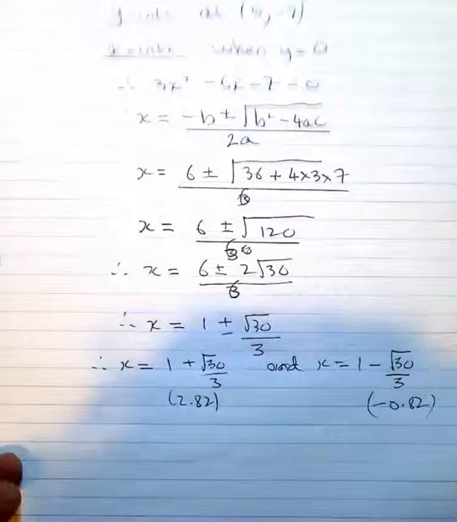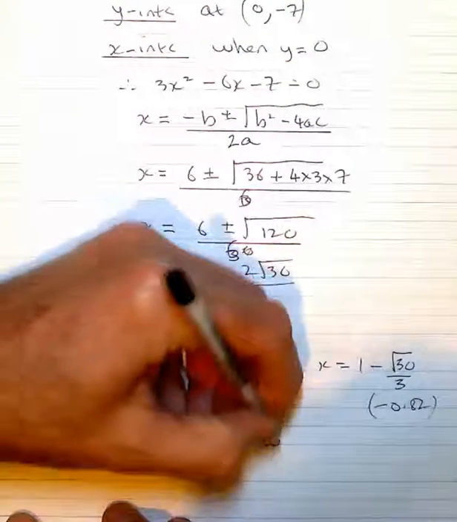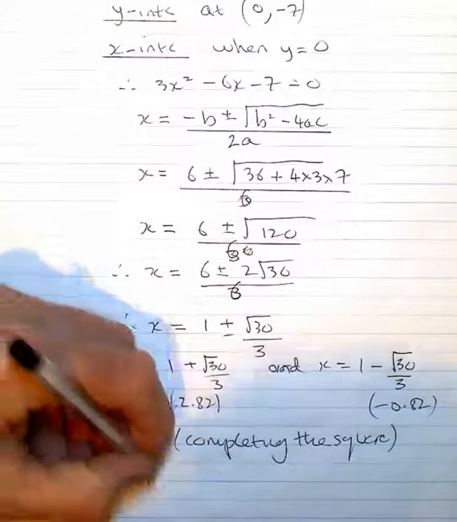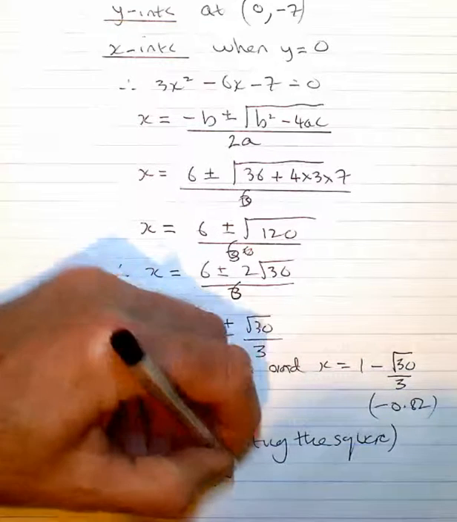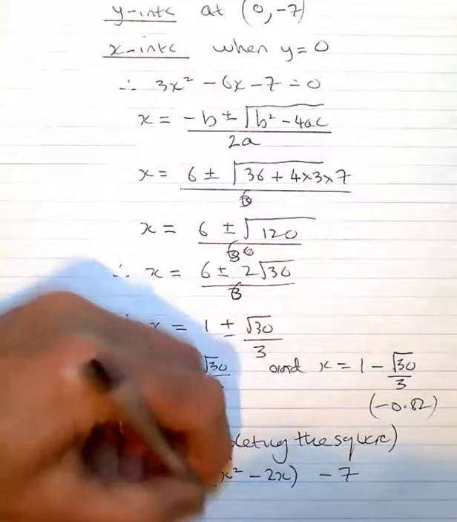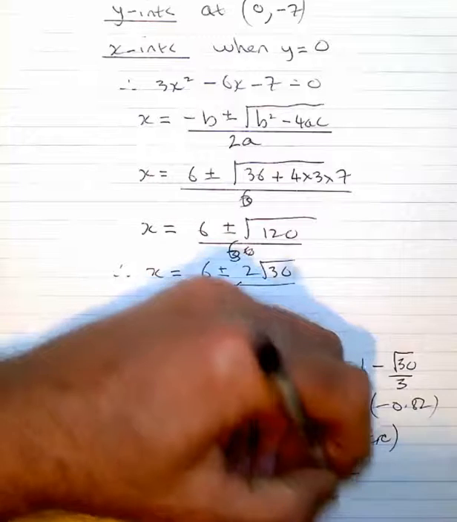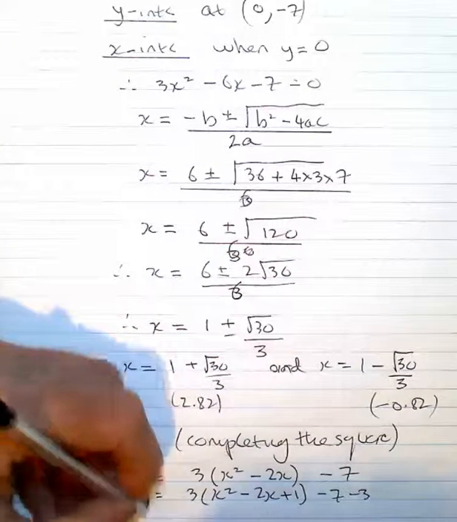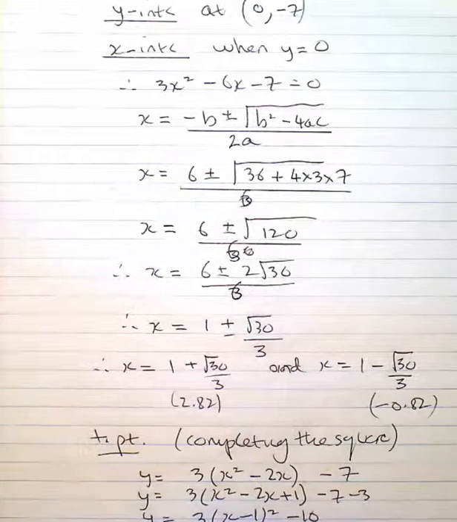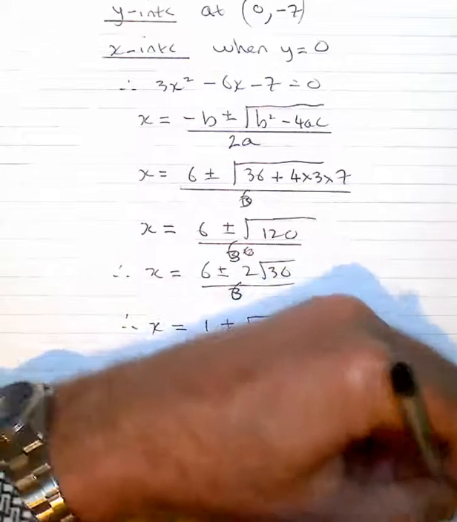I now have to locate the turning point. I'm going to do that by completing the square. And as we've done before, halving and squaring that. So in this instance, I'll have my turning point at 1, negative 10.